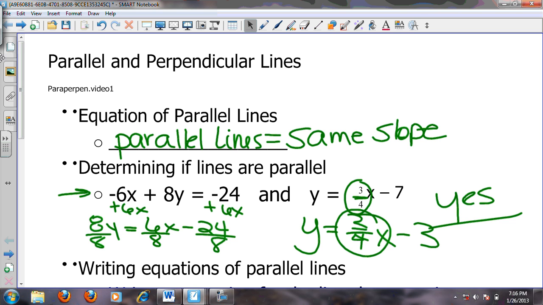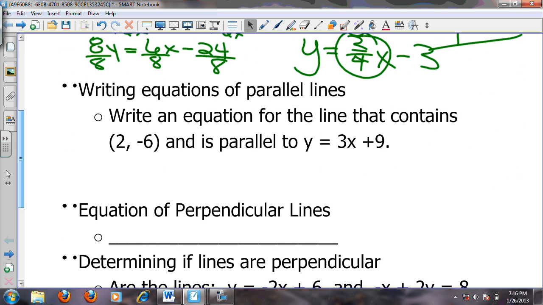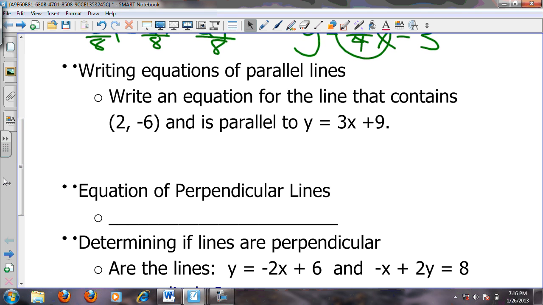Writing equations of parallel lines. What if I have an equation of a line, y equals 3x plus 9, and I want this line to contain this point and be parallel to this line. Parallel lines have the same slope. So I have the slope and I have the point. What formula am I going to use? Chloe, point slope form.